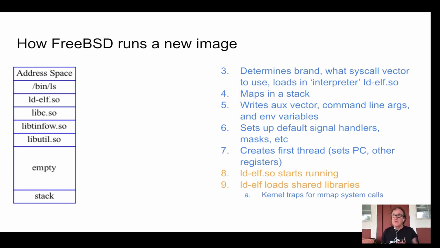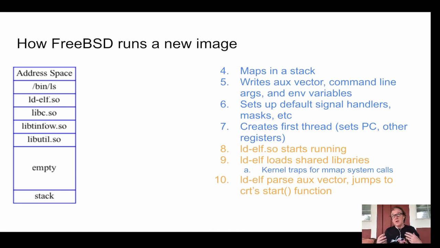Here it maps in libc, which is probably what everybody was out there guessing before I splashed it up on the screen, but also libtinfow and libutil. libtinfow is for escape sequences because ls supports color, and libutil is for some different utility routines that it uses to report information about the files that are in a common library. Once it has all the libraries loaded, ldelf.so is parsing the auxiliary vector and sets it up so that the environment that our C runtime expects to run in is available to it, and it calls the start function.